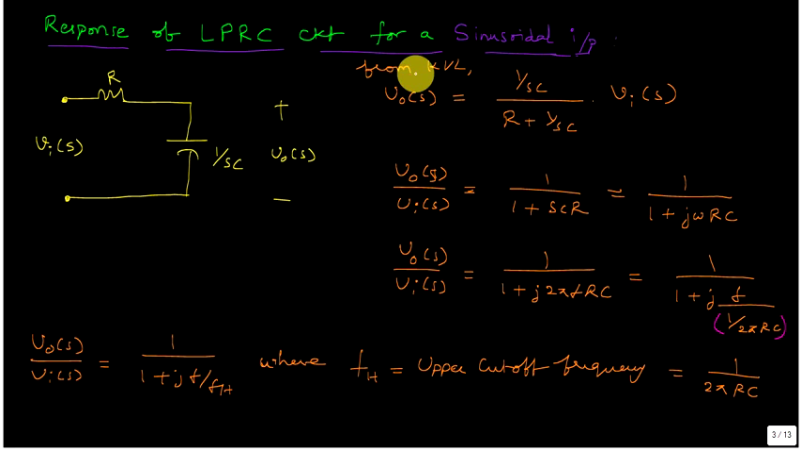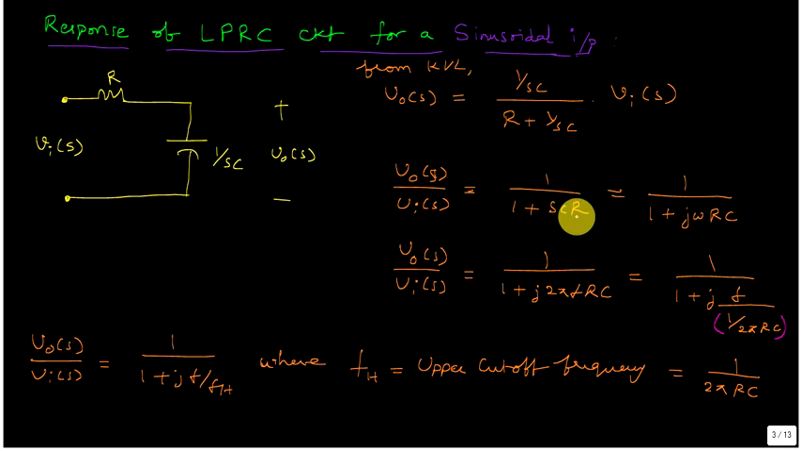So using KVL, the total input voltage is applied across R as well as 1 by SC. If you require the output voltage across the capacitor, by using Kirchhoff's voltage law, we can write the voltage drop across this one divided by the total voltage. So 1 by SC divided by R plus 1 by SC, into Vi of S. We are interested in only magnitude. So V0 of S by Vi of S is equal to 1 by 1 plus SCR. If you take SC common, SC gets cancelled in numerator and denominator, so you get 1 by 1 plus SCR.